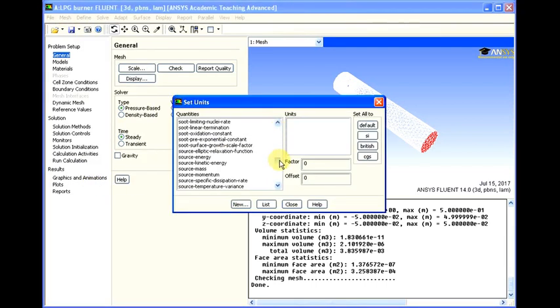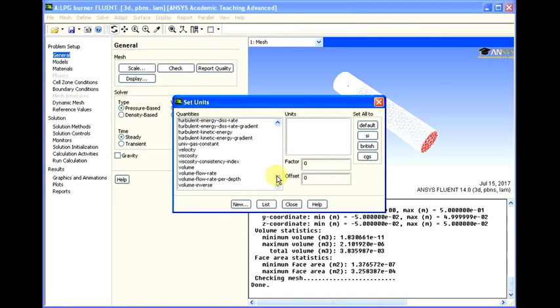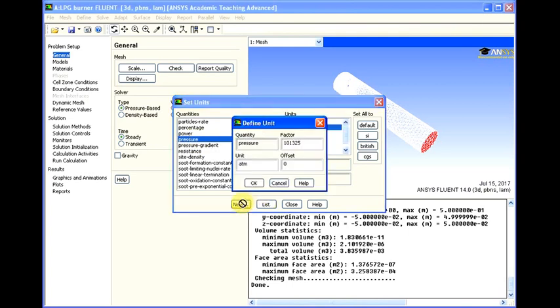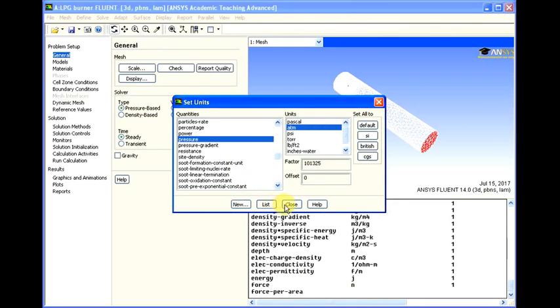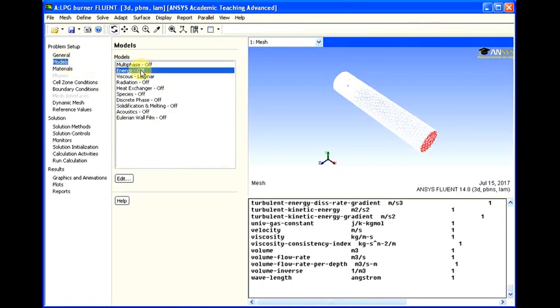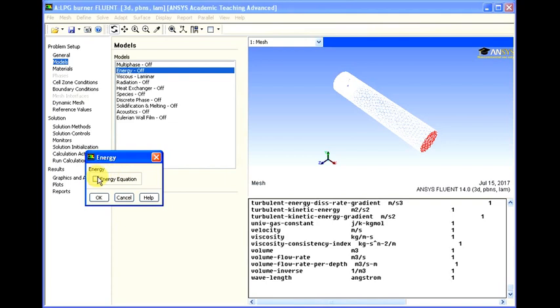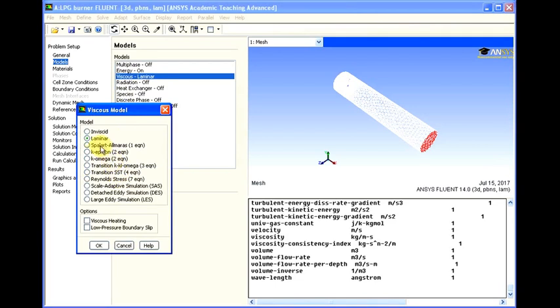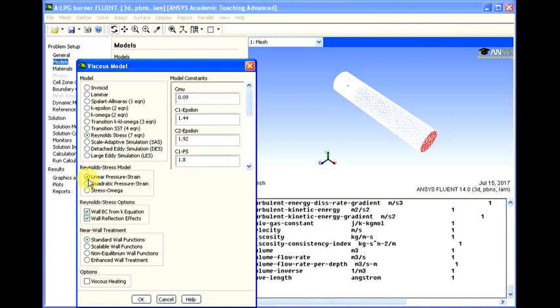Usually I like to define the pressure units in atmosphere instead of Pascal because the fuel injector usually has high pressure. Okay, now we choose atmosphere. For models, we activate first the energy equation. Then viscosity. I highly recommend the Reynolds stress model for high turbulence. It will give you excellent prediction of the turbulent flow, but here for simplicity we'll choose k-epsilon instead.